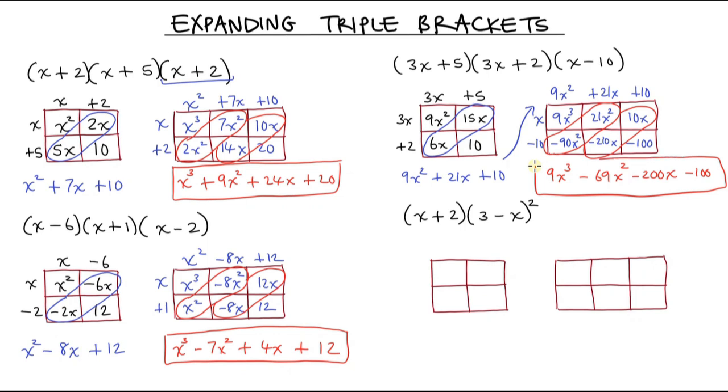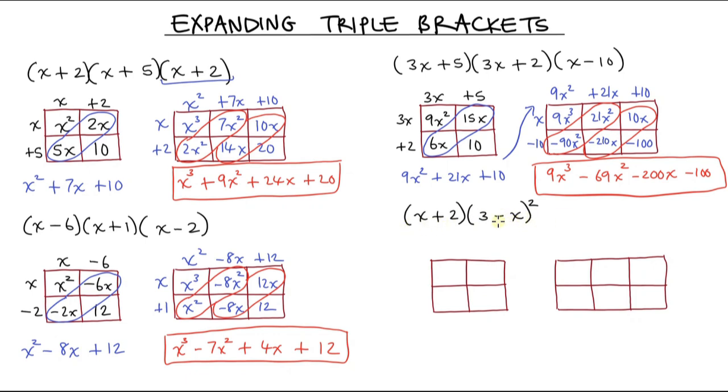So quite tricky, that one. That is our final answer. And now we've got one more to do. And now it doesn't look like triple brackets, but because we've got this squared, this is basically x plus 2 times 3 minus x times another 3 minus x.